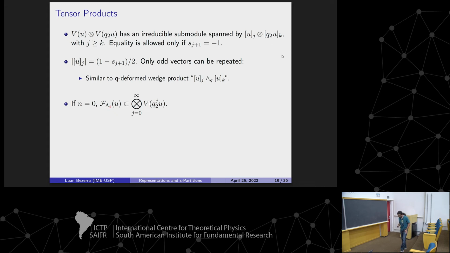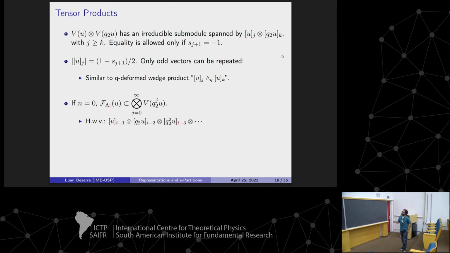Now, in the even case, the basic representation in this family of level one modules for the quantum toroidal algebra was taken as a subspace in this infinite tensor product, which is just the infinite wedge product.